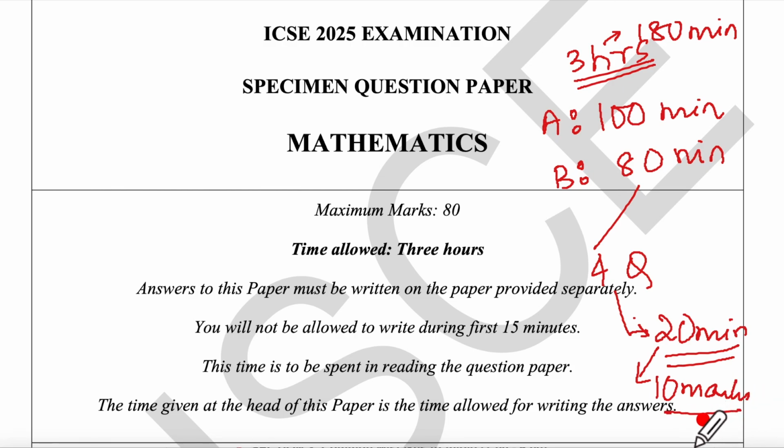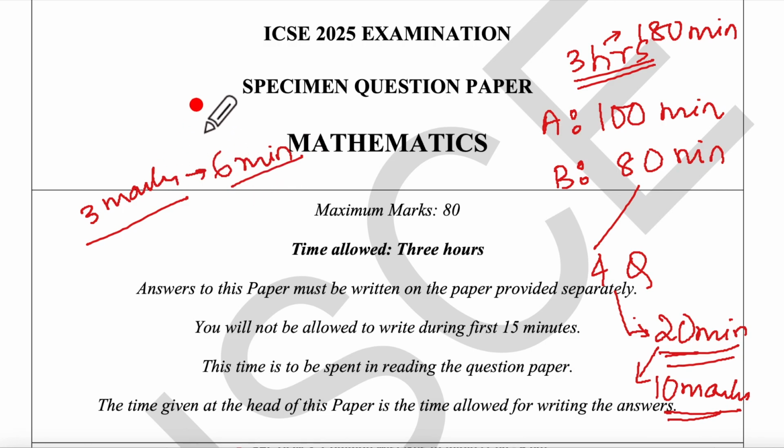So easily you will see that each question, if it is for 3 marks, 3 marks question should take how much? 6 minutes. So if for a particular question you are taking more than 6 minutes, just leave the space and go to the next question. So if it is a 4-mark question, you should be able to take 8 minutes. I think that is pretty doable. So plan your strategy like this.